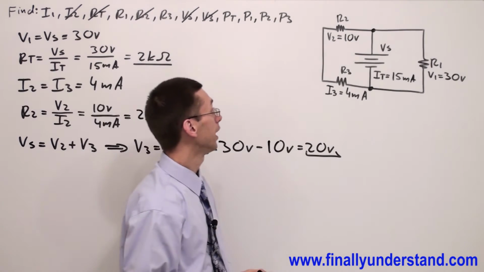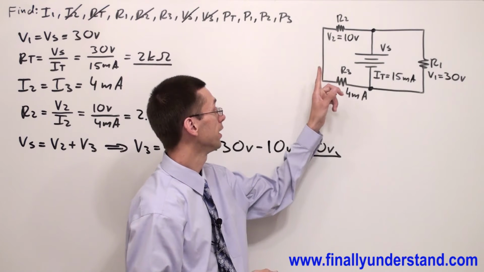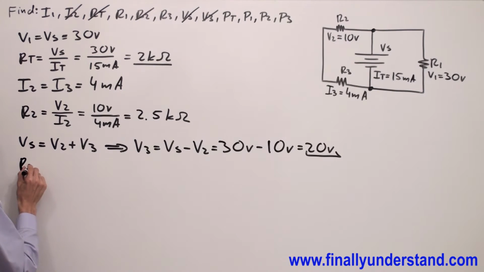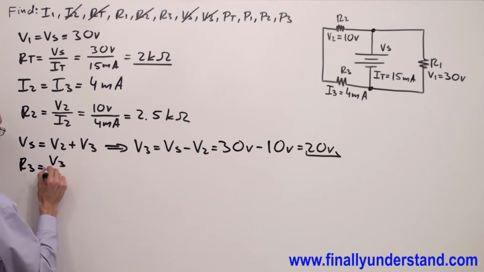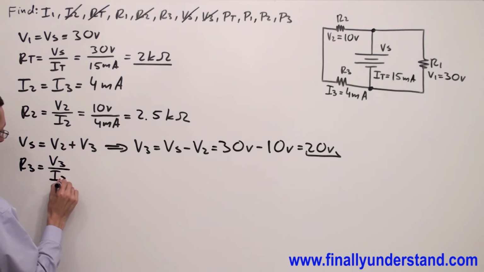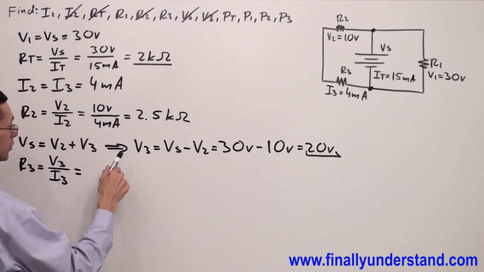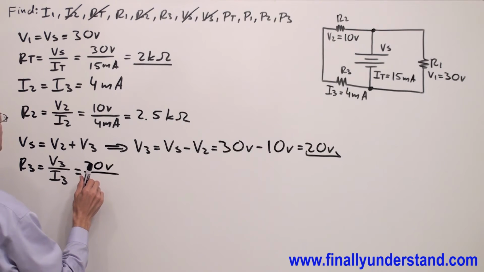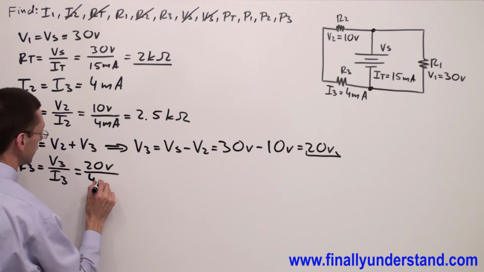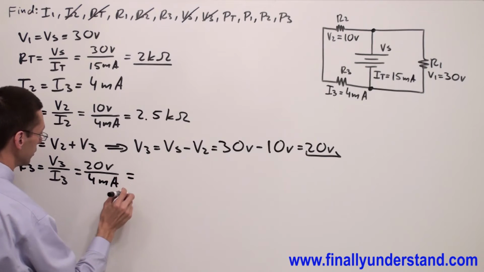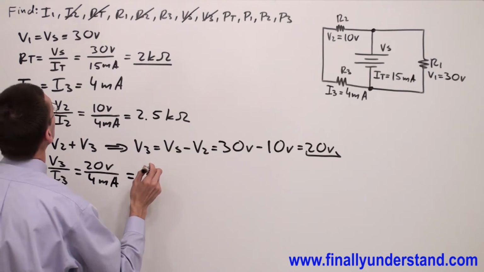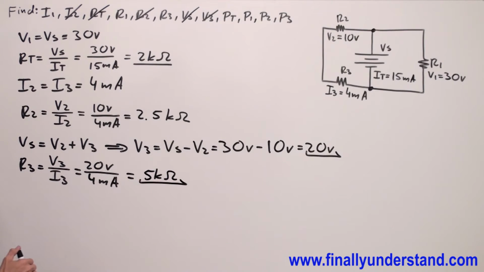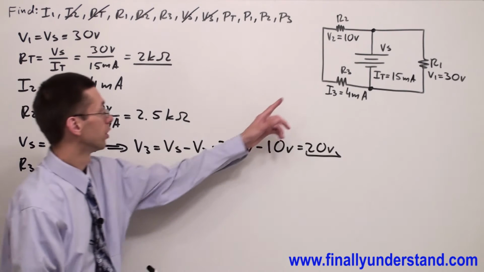Now, if we have V3 and we have the current which goes through this resistor, we can find the resistance. R3 is equal to V3 over I3. V3 we found is 20 volts over I3, which is 4 milliamps. This is equal to 5 kiloohms. Okay, this is the value of resistor R3.